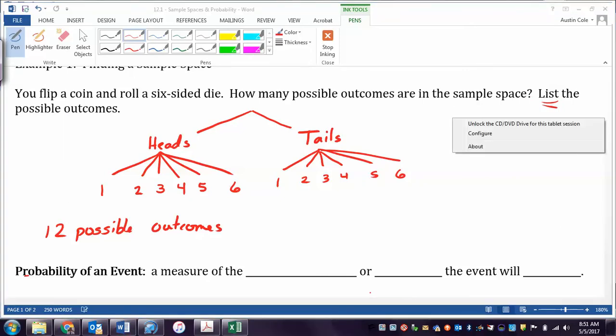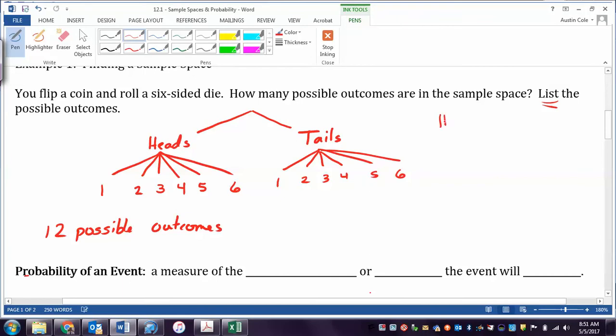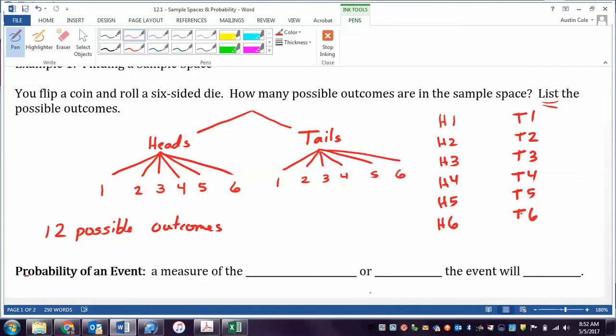I'm going to abbreviate and just call it H1. Heads 1. That's a possible outcome that we could get. Heads 2, heads 3, heads 4, heads 5, and heads 6. Do the same thing with tails. Tails 1, tails 2, tails 3, tails 4, tails 5, and tails 6. Questions there on example 1?